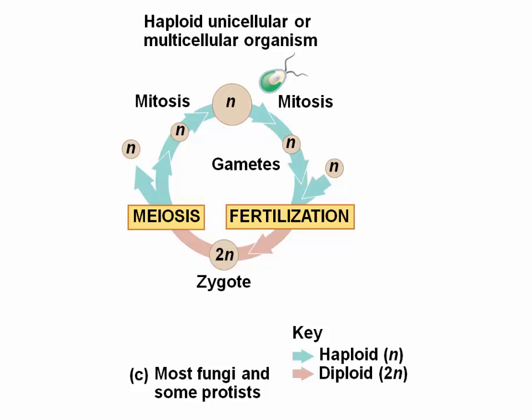So at the top of the picture, there's the haploid unicellular or multicellular organism, which is represented by N, and grows by mitosis and then fertilizes, produces a diploid zygote, which immediately halves its number of chromosomes by meiosis, and then it exists mostly in the haploid state. So that's most fungi and some protists.